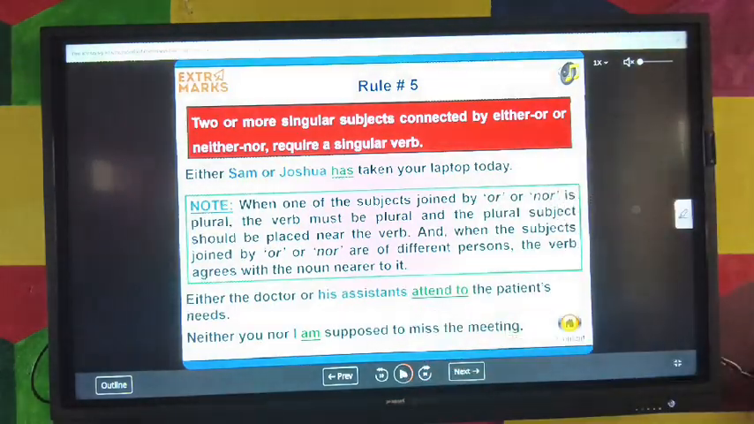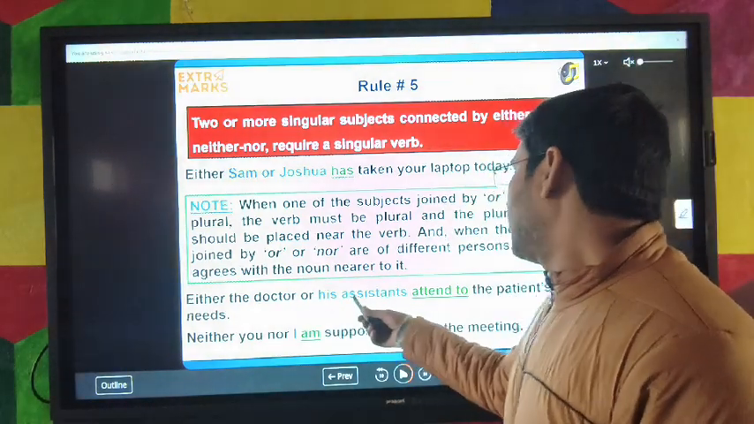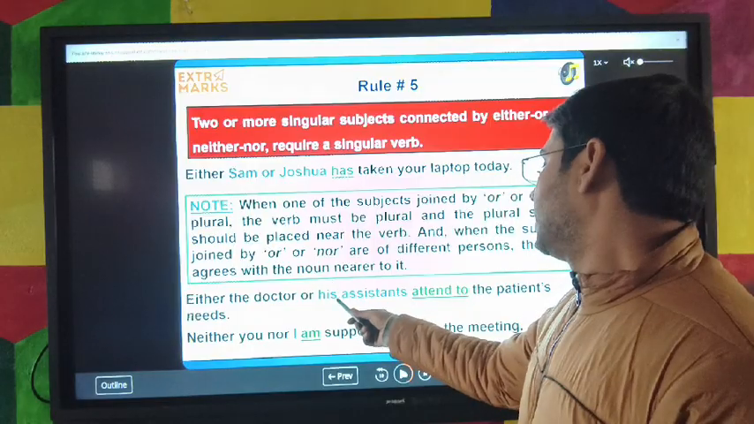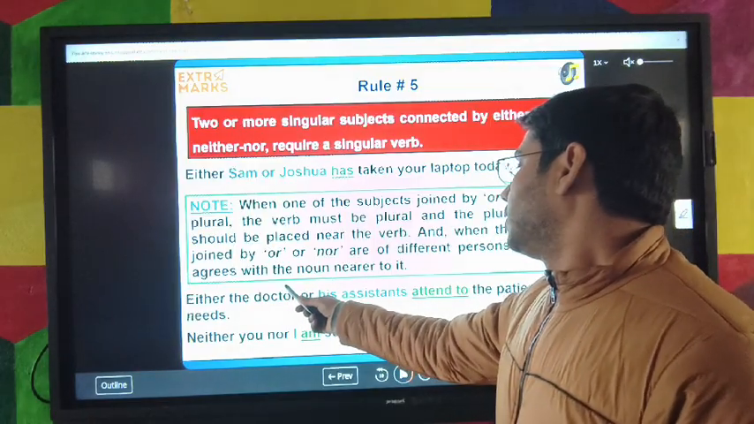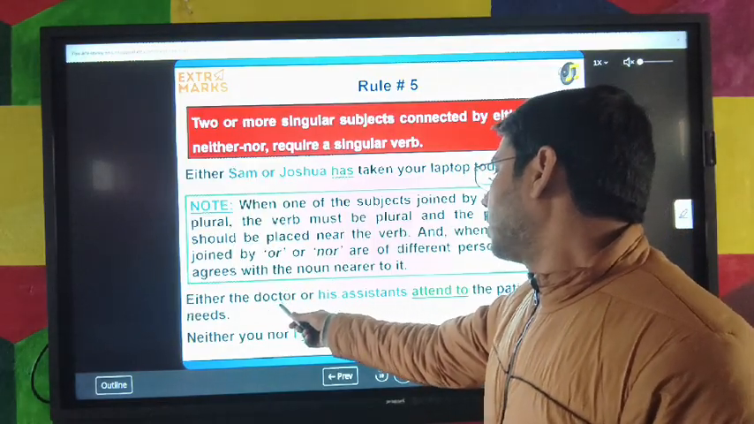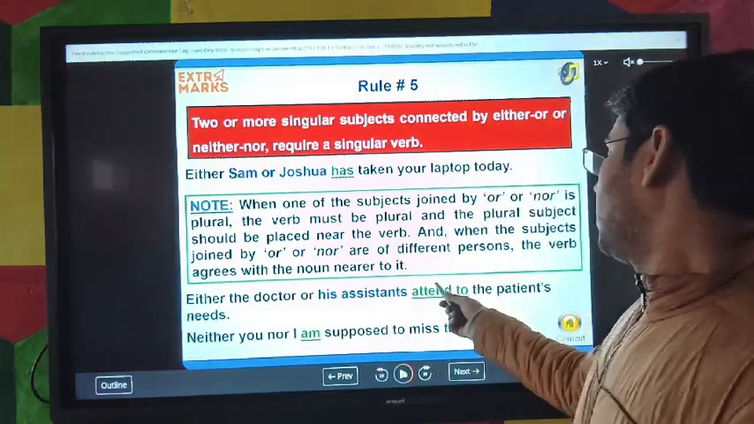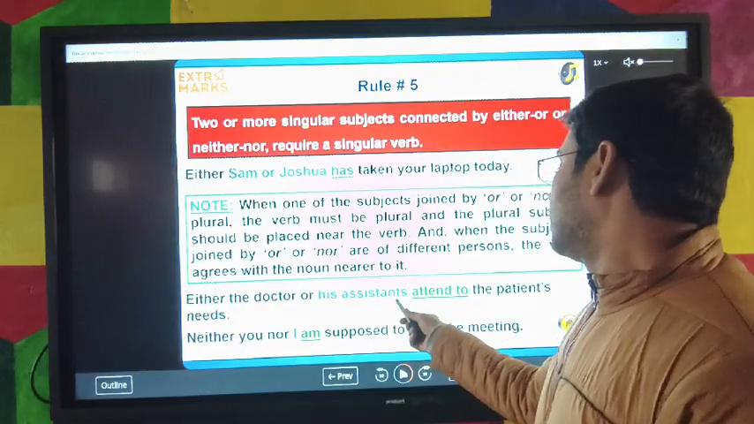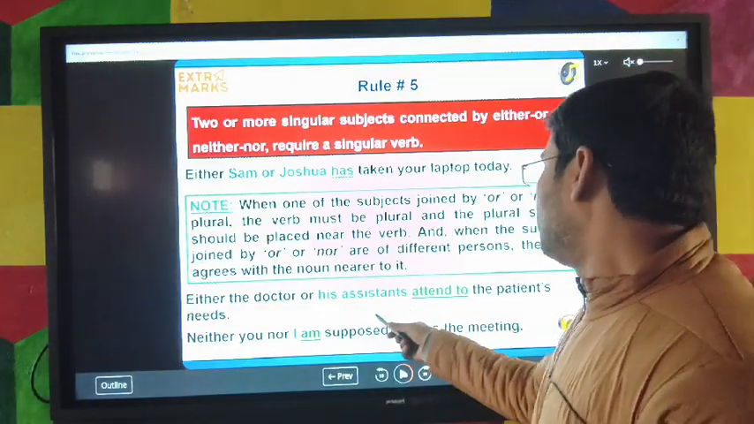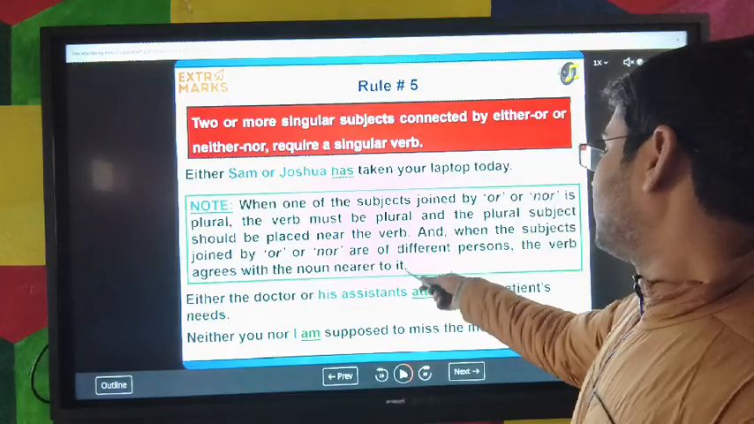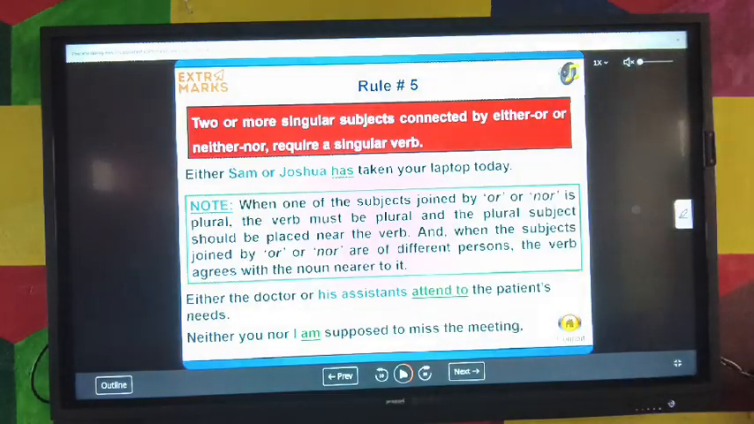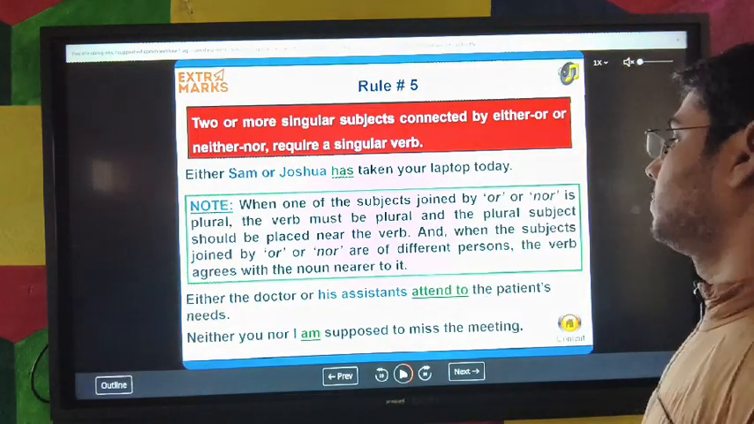Let's see the example. Either the doctor or his assistants attend to the patient's needs. Here, the doctor and his assistants have been used with either or. So here assistants is plural, so the plural subject will be nearer to the verb, and we will use the plural verb.